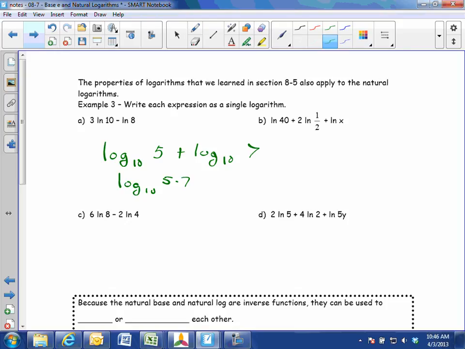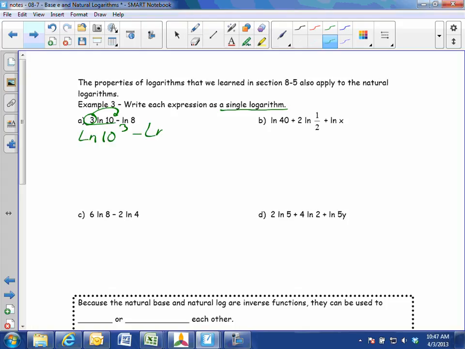Okay, so if I'm looking at A, they ask us to write it with a single logarithm. That means they only want to see one log. What I would do first is, we've got this 3 on the outside with this one, and I only want to have a coefficient of 1. So how can I rewrite this part on the left so I don't have a 3 as a coefficient? ln 1000. Right, because we can take this 3 and put it back as an exponent of the 10. So we'll have natural log 10 to the third minus natural log 8.